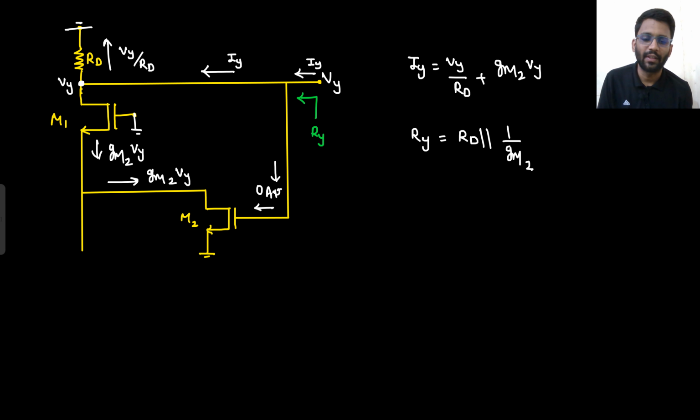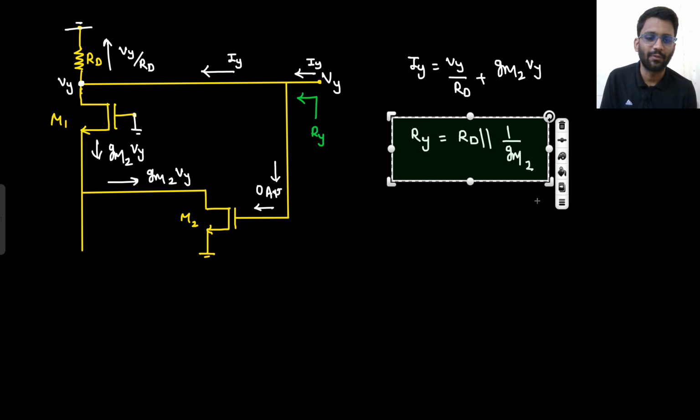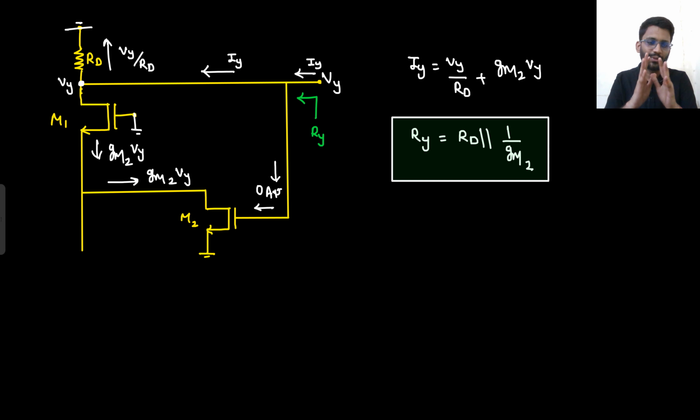Since we have done enough MOS circuit analysis, this is very simple for us. Although this was good intuition here. What was the intuition? That this will be having 0 ampere current, so Iy current will be flowing here. This Vy would be coming here, so this MOS is driving gm2 Vy current. The gate is not driving this current, this MOS is driving this current. Now this current will be flowing through M1 as well. Vy by Rd current is going that way, gm2 Vy current is going that way. So Iy is equal to Vy by Rd plus gm2 Vy. So Ry is equal to Rd parallel 1 by gm2.